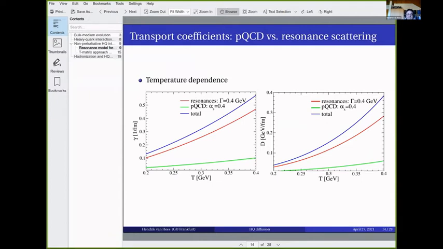Anyway, regarding the temperature dependence, I don't vary, as I said, the particle properties with the medium, so it's simply increasing with temperature.